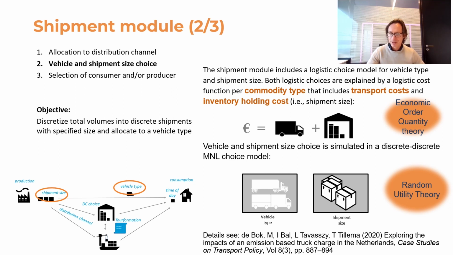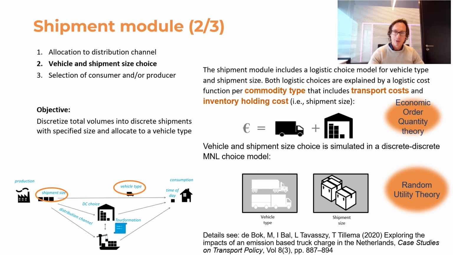This says that the logistical choice for the shipment size and vehicle type is determined both by the cost for transportation and the cost for inventory holding. You can imagine that if you transport your goods in larger volumes, this is more cost efficient. But if you use larger volumes for transportation, you also need larger volumes for storage. So your inventory holding costs will go up. And so there's a trade-off between these two.